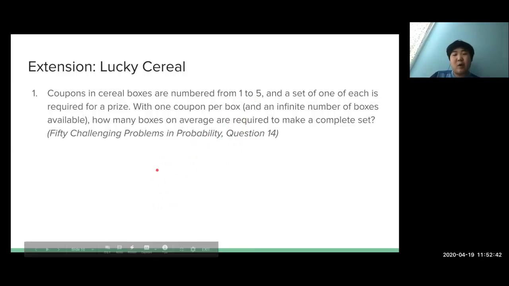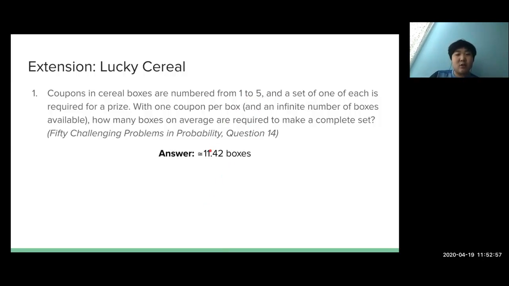Since the second probability is 5 over 4, we can flip that to get 4 over 5. Then we can flip that to get 5 over 4, and then flip the third one to get 5 over 3, and the second one to get 5 over 2, et cetera. And that leads us to the final answer, which is about 11.42 boxes.